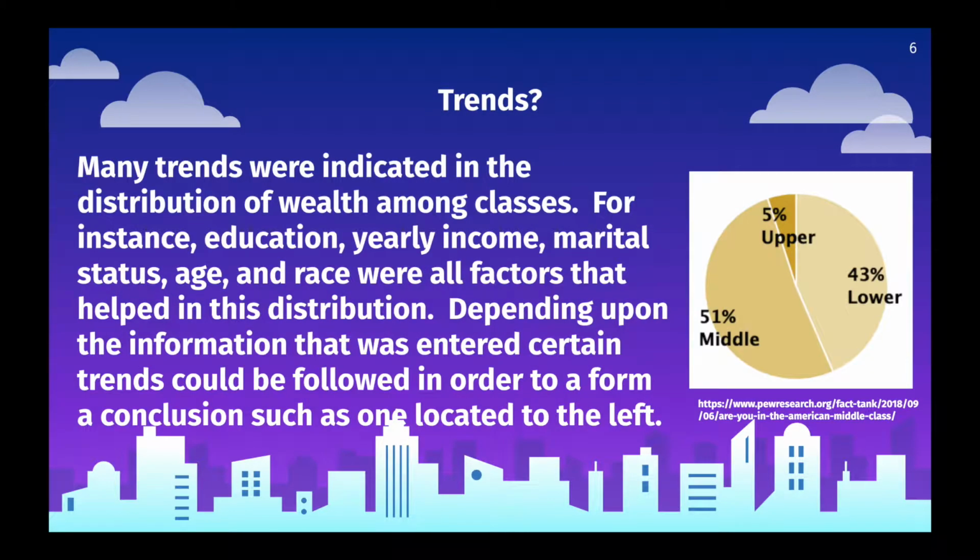Trends. Many trends were indicated in the distribution of wealth among classes. For instance, education, yearly income, marital status, age, and race were all factors that helped in this distribution. Depending upon this information that was entered, certain trends could be followed in order to form a conclusion, such as the one located to the left in the pie chart.